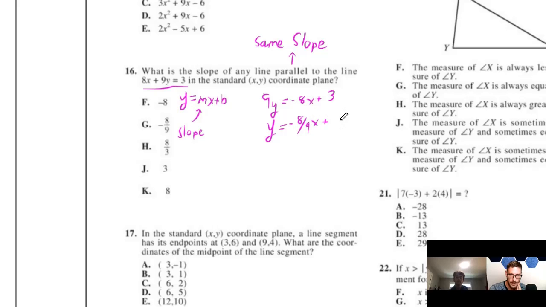Right. And we don't really care what b is. It ends up being 3/9, which is 1/3, but that doesn't matter. We don't really need to get that. All we need is the slope. So that's our answer, because it'll have the same slope. Any questions on that one? No, that makes sense. Okay, great. And then my next one was 24.